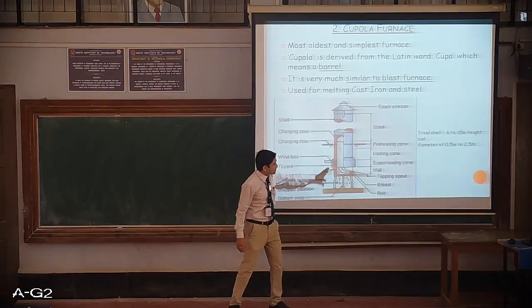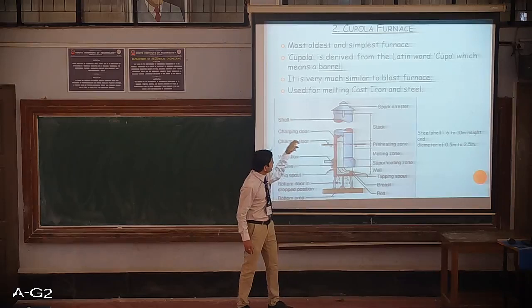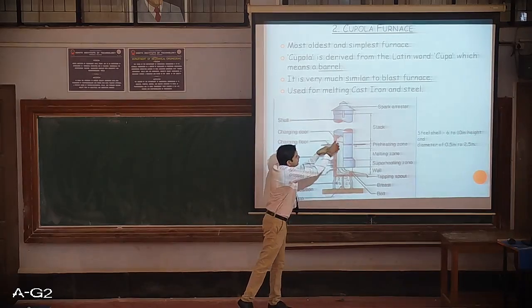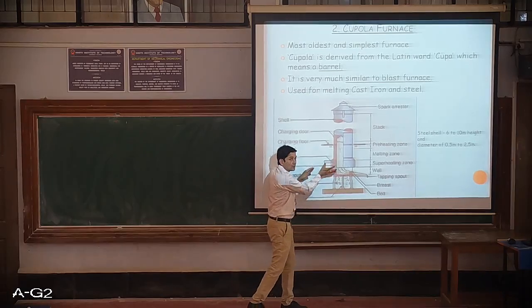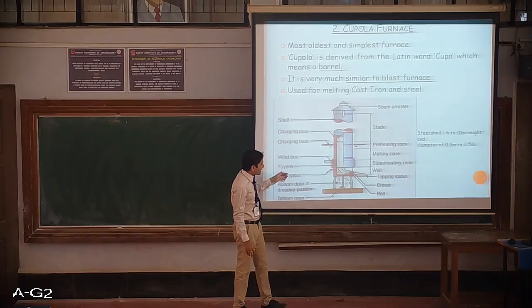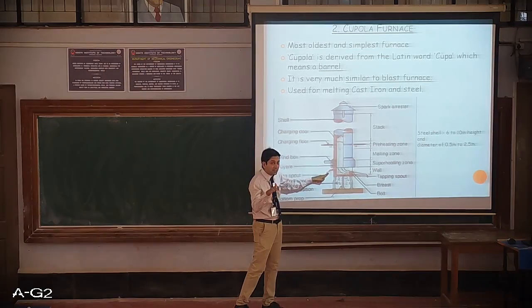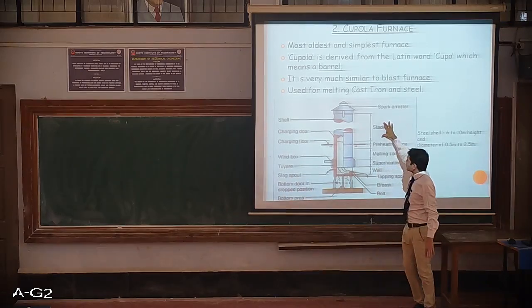Construction-wise, there is one shell which can be removed, and a charging door through which you introduce the charge. The charging floor is the point at which the charge will fall and start burning. The wind box and tuyeres are there to introduce oxygen into the setup. Then there is the slag spout. It is through this that the impurities, that is the slag, are removed. On the other side there are the spark arrestor, stack, and preheater zone.